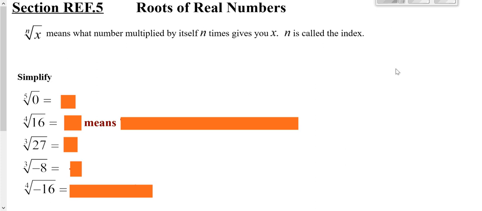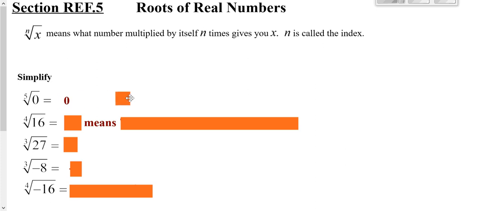Okay, we're going to go ahead and take a look at roots. The nth root of x means what number multiplied by itself n times would give you x. That little number n in front is referred to as your index. So here we have the fifth root of 0. So what number multiplied by itself 5 times would give you 0?